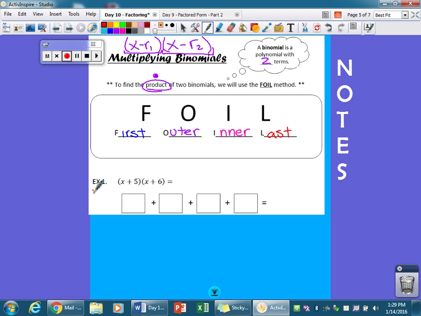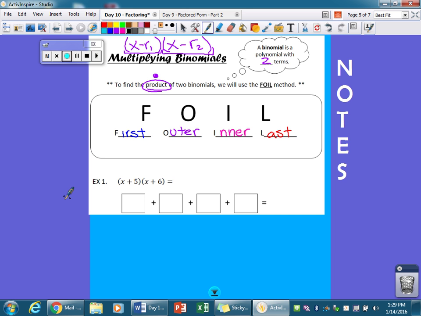What you need to look for is when you have two binomials being multiplied. So these are two binomials right here being multiplied: x plus 5 times x plus 6. Now if you think back to our warm-up, remember what x times x is. It's x squared, and x times a number is just that number times x. And a number times a number is just another number.